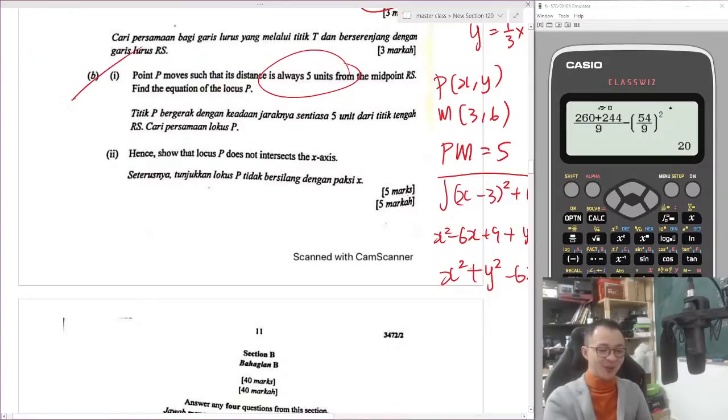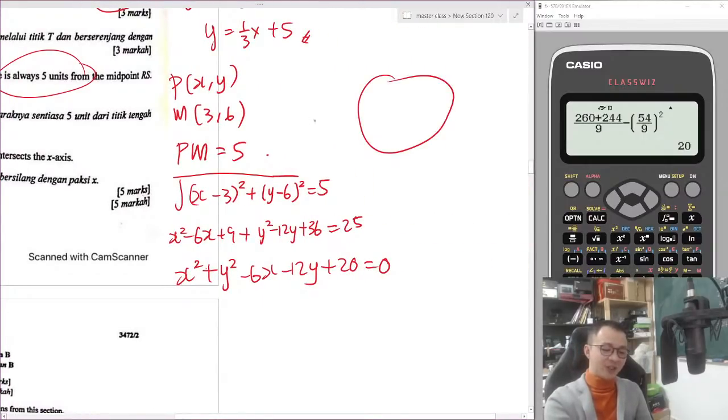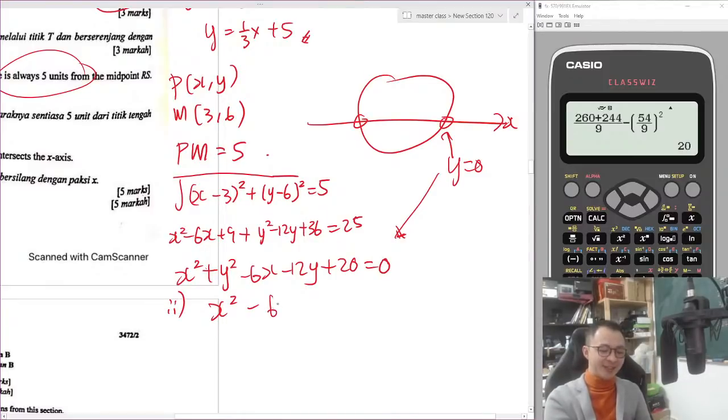Then, done this one. Hence, show that this locus of P does not intersect the x-axis. Alright, so if you want to intersect the x-axis, what information do you have? If I draw a locus and want to intersect the x-axis, at least I know something at the x-intercept, right, y will equal 0. So what I'm doing here is I will substitute y equals 0 into my locus equation. Then I will get x squared minus 6x plus 20 equals 0.